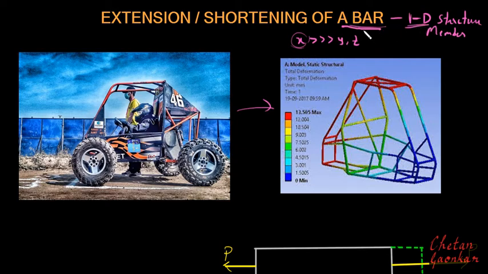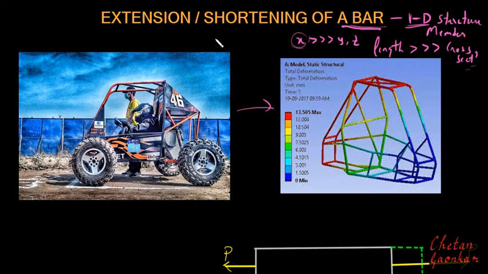So basically, a bar is nothing but a 1D structure member, one of whose dimensions is very large compared to its other two dimensions. Usually in the case of a bar, which dimension is very large compared to the other two? Its length, right? Its length is very large compared to the other two dimensions, that is, its cross section. So therefore we call this bar a 1D structural member.